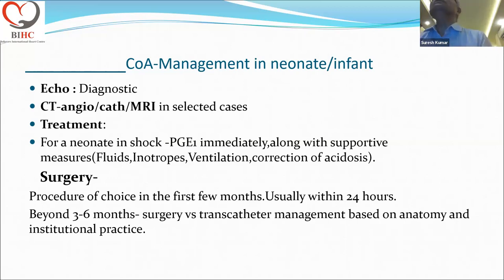But if the baby is presenting beyond 3 to 6 months, that 3 to 6 month interval is because a unit's threshold will vary. Surgery versus transcatheter management will be based on anatomy and institutional practice. I'll show our own data with regard to this.